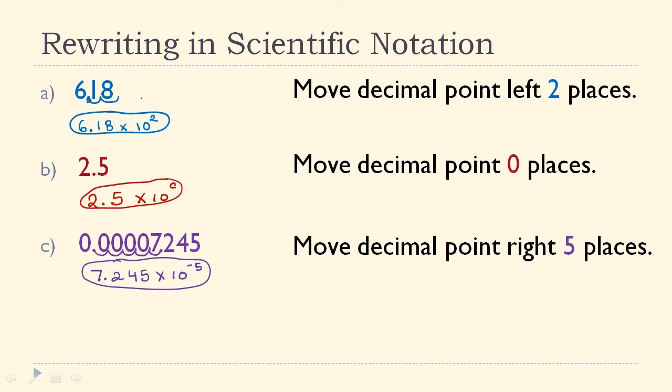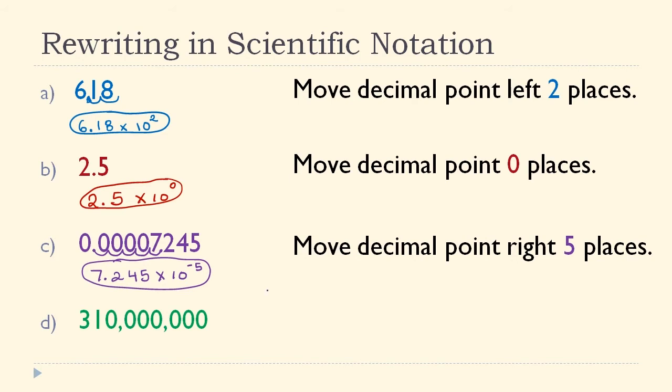Positive exponents are when your numbers are large, like 618, 2.5. Negative exponents are when your numbers are really small, like 0.000725.